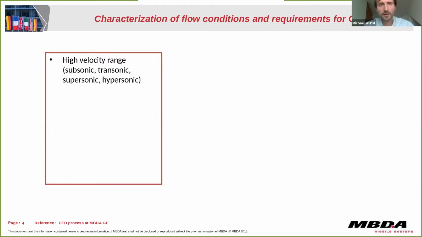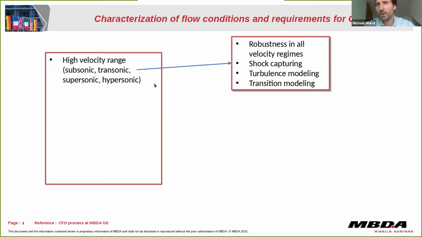First of all, we have a high velocity range. It basically starts at 0 velocity if you think of ground launch of missiles, and then it goes to the subsonic and transonic range. It's especially for turbojet propelled cruise missiles, and we have supersonic and hypersonic missiles. And that requires for our CFD solver that we are robust in all velocity regimes, that we have an efficient shock capturing. We need turbulence modeling and sometimes transition modeling also.